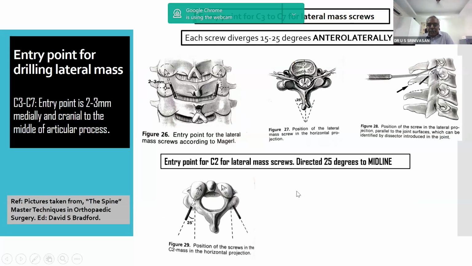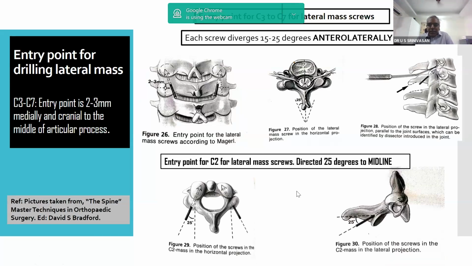Strictly speaking, it would have been better if I had done a C2 screw. But due to financial constraints, I did not do an angiogram. I was not sure where the vertebral artery was, and intraoperatively it was rotated. So I didn't go for a C2 lateral mass fixation.